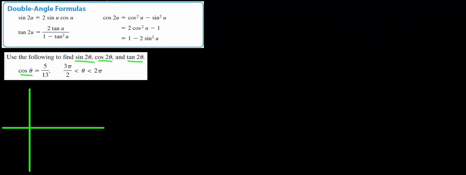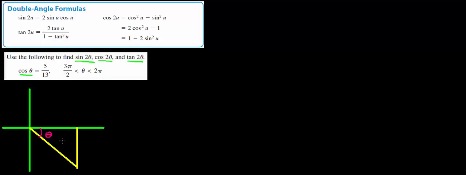In this question, it tells us to use this information, cosine of theta is 5 over 13, to find these double angles. And it's telling us that the angle is between 3 pi halves and 2 pi. So that places us where? That places us in the 4th quadrant, between 3 pi halves and 2 pi.